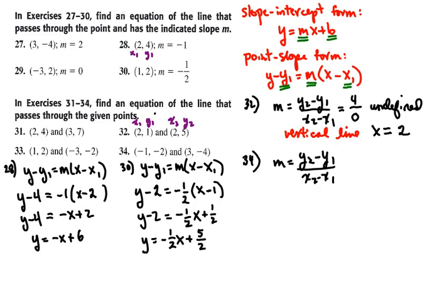We'll go on to 34. Again, we're given 2 points, so we need to first find the slope of the line. We have y2 minus y1 over x2 minus x1. Plugging in, we get -4 minus -2 over 3 minus -1. And that simplifies to -2 over 4, or -1/2.